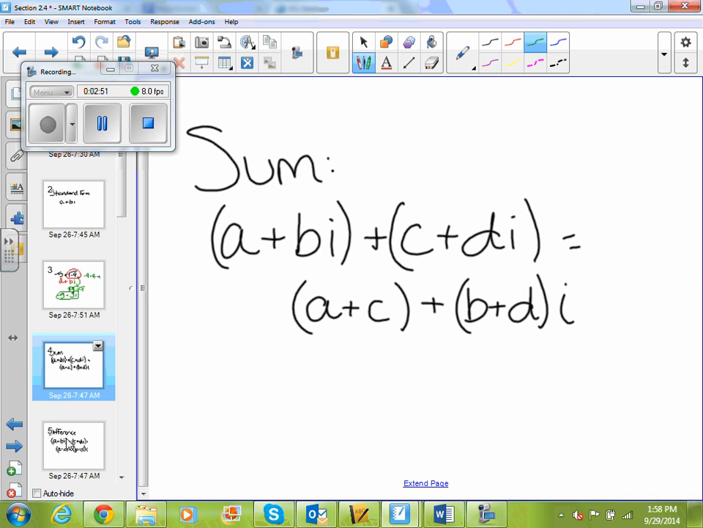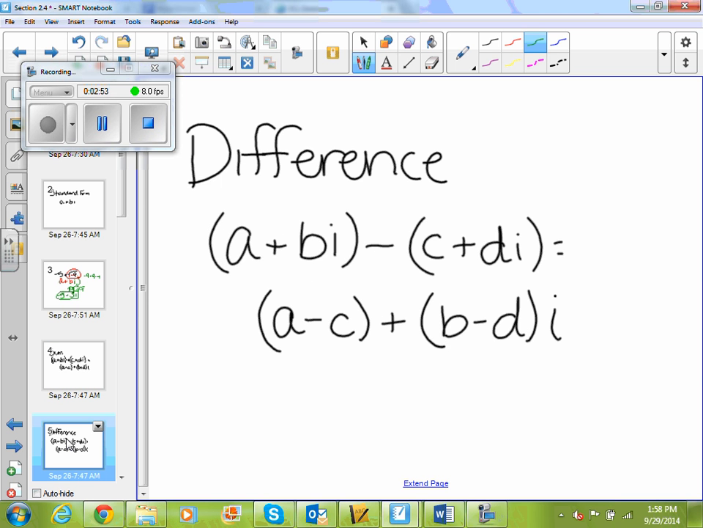Okay, and when we subtract, it's very similar. If we're subtracting two complex numbers, a + bi minus c + di, we have to subtract our first two numbers, our a and c, so we get a - c. And then we subtract our numbers in front of our imaginaries, so b - d. So we get (a - c) + (b - d)i. Okay, notice the sign in the middle stays a plus sign though.